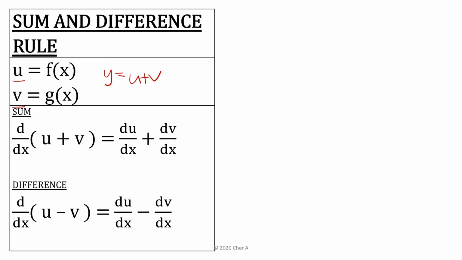To differentiate this, we have to differentiate u, add, differentiate v. So that is the sum rule. For the difference rule, you'll see y equals u minus v. So to differentiate this, we will have to differentiate u in front, minus, differentiate v and put at the back. Let's look at an example.